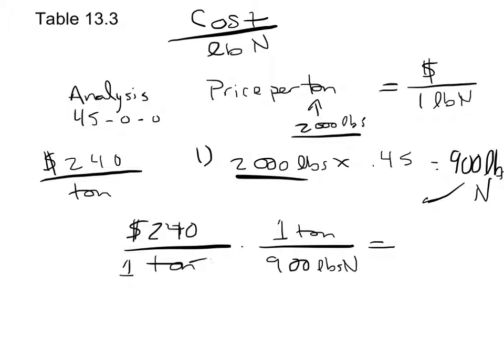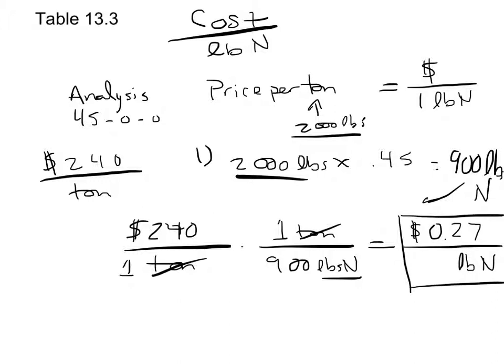When we do this, we're going to be able to cross out that ton, and we're going to be left with how many dollars we're paying per pound of nitrogen. Okay, so we take 240, we divide it by 900. So let me do that. 240 divided by 900, and we get 0.266666. So we'll just say 27 cents per pound of nitrogen. That right there is your answer to put into table 13.3.